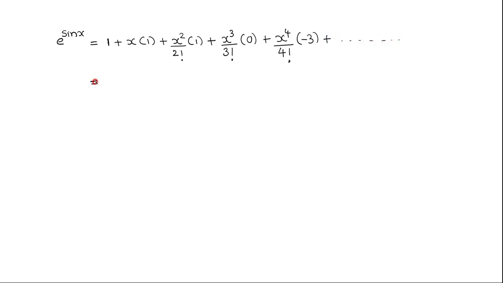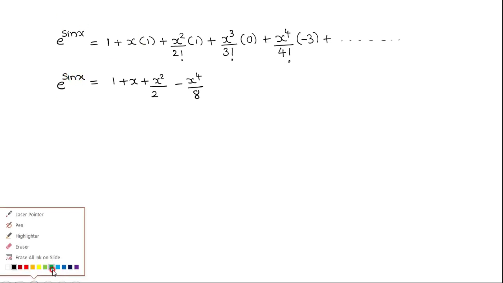On simplifying this, we'll get 1 plus x plus 2 factorial is 2, so it is x square by 2, and here the 4 factorial is 24, minus 3 by 24 is minus 1 by 8. So it is minus x raised to 4 by 8. It is the expansion of e raised to sin x by using the Maclaurin series.